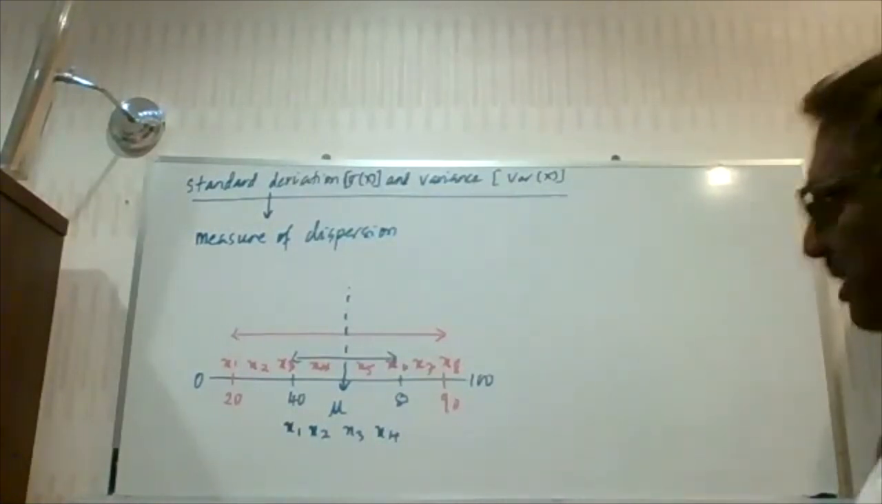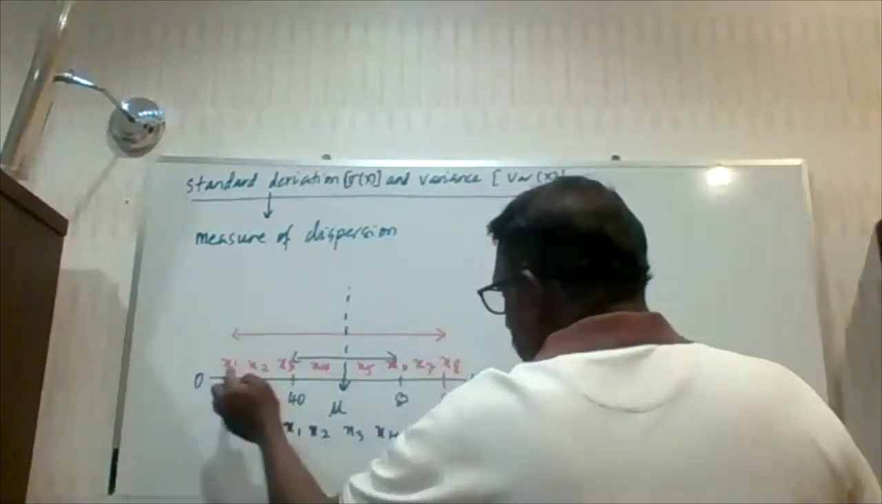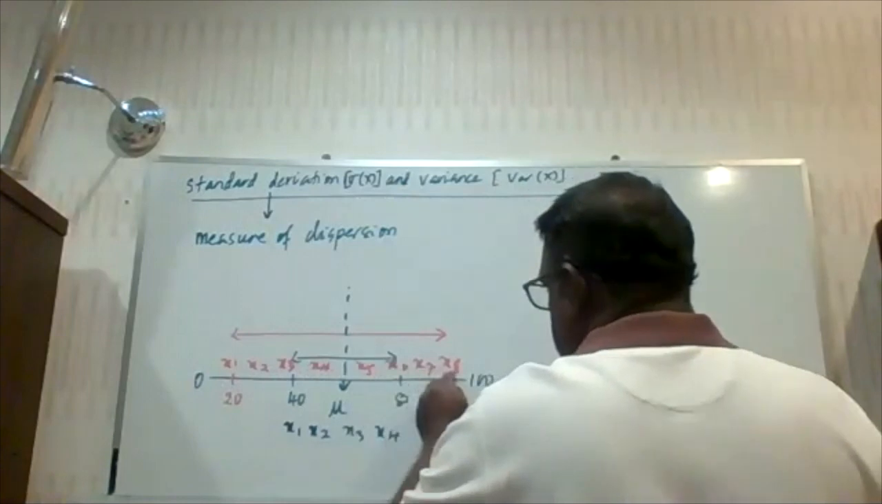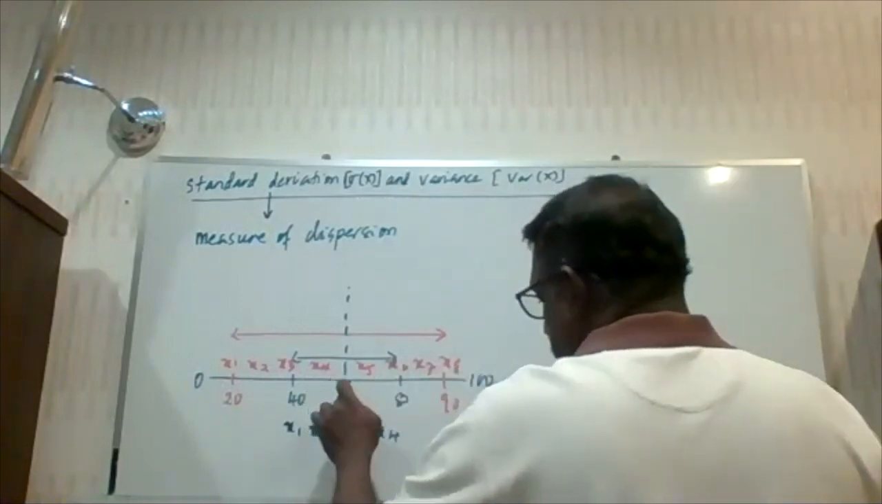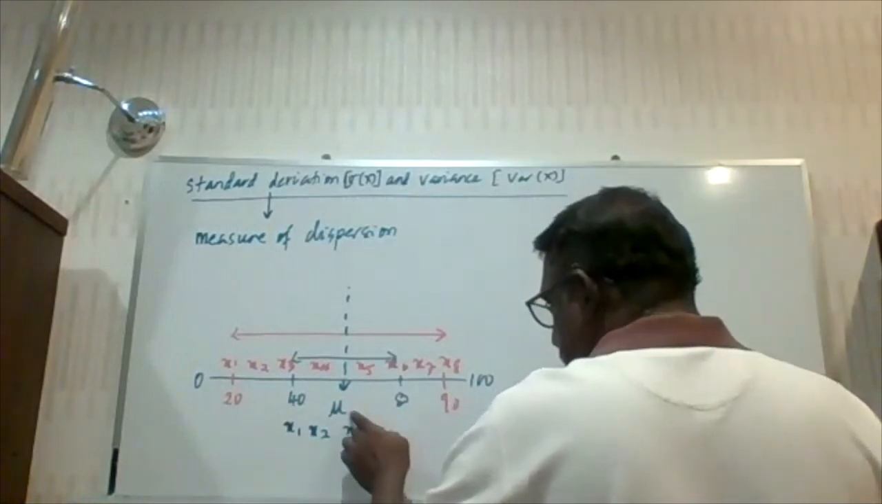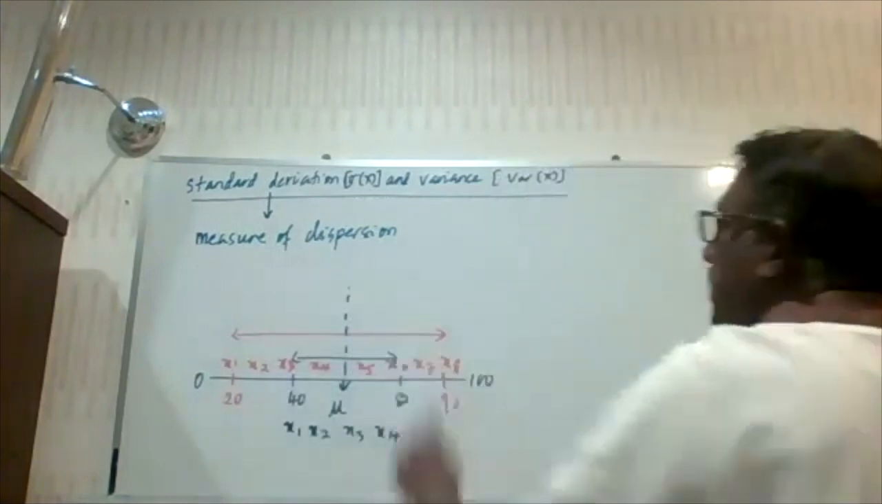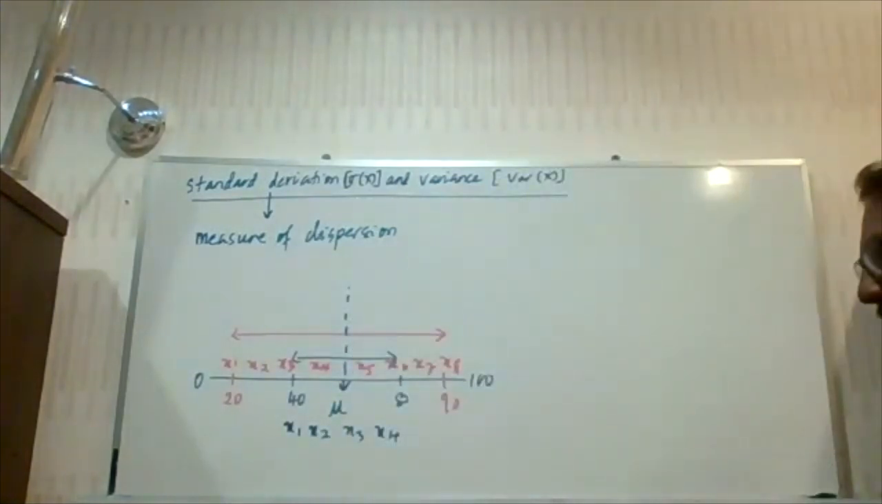So in statistics, how close all values of the data are to the mean is used in measuring what we call the dispersion, the spread of the data, how close it is. That measurement is what we call standard deviation. So that's why the word deviation.